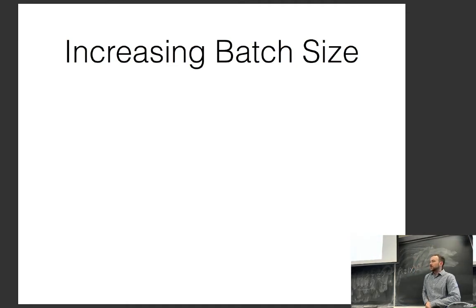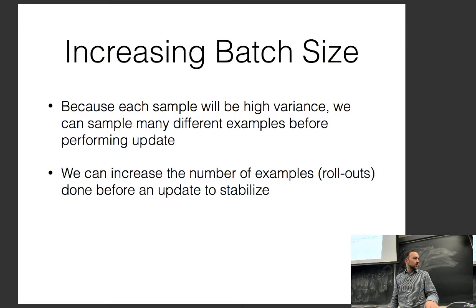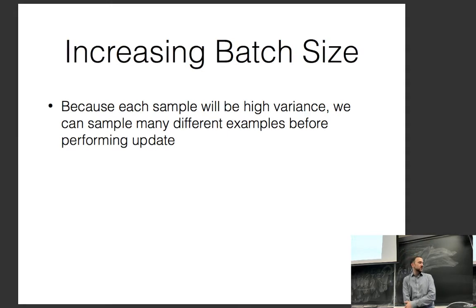So another trick that can really help you stabilize your training in reinforcement learning is simply increasing the batch size. So the idea is each sample that you get is going to be relatively high variance. It might be good, might be bad, might push you in a good direction, or might push you in a bad direction. So one simple way to fix this is you just do many different examples before you perform an update. Instead of doing your sampling and your backprop over one example, you do 16 examples at a time. And this itself can be useful.